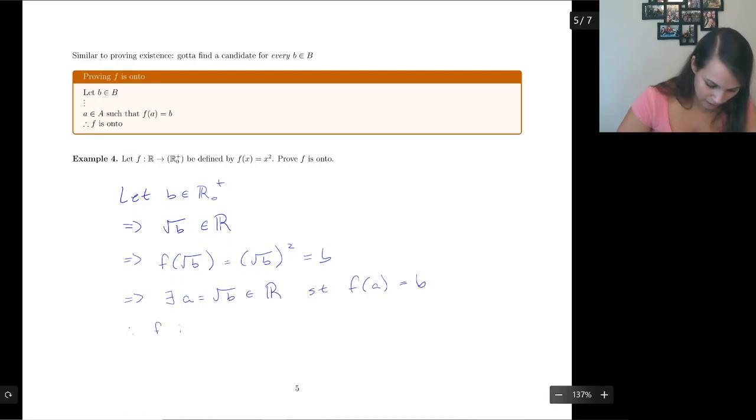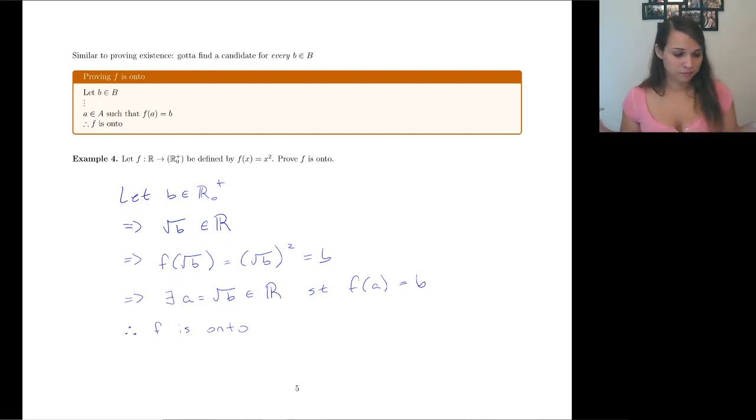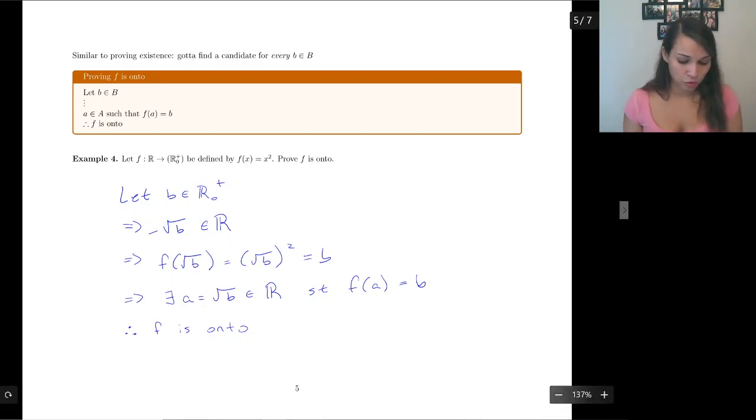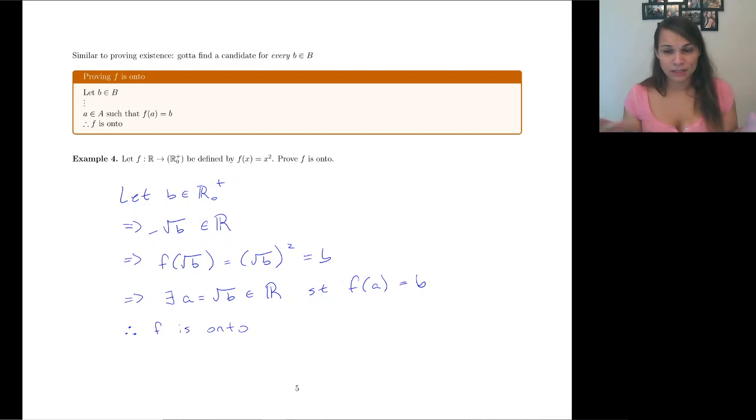Therefore, f is onto. Done. Again, it could have been a plus or minus. If you really wanted, you could have gone for the minus case. Doesn't matter. I just need one candidate to exist for existence to be true. Okay, I think I have pounded this into the ground.